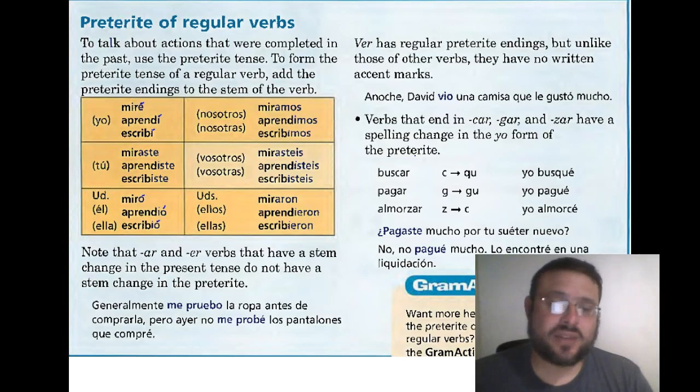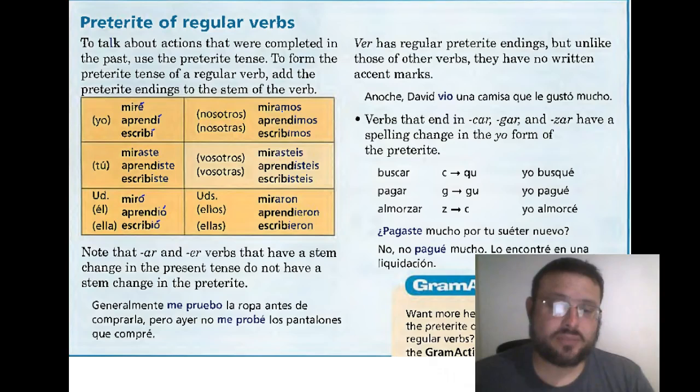Aprendieron, escribieron, the ERs and IRs get the same ending, of course. Oyeron, miraron, aprendieron, they learned, and escribieron. So it's quite different from the present tense here. However, you'll notice that they all end in N for the plural third person, of course. Now, note that AR and ER verbs that have a stem change in the present tense do not have a change in the preterite.